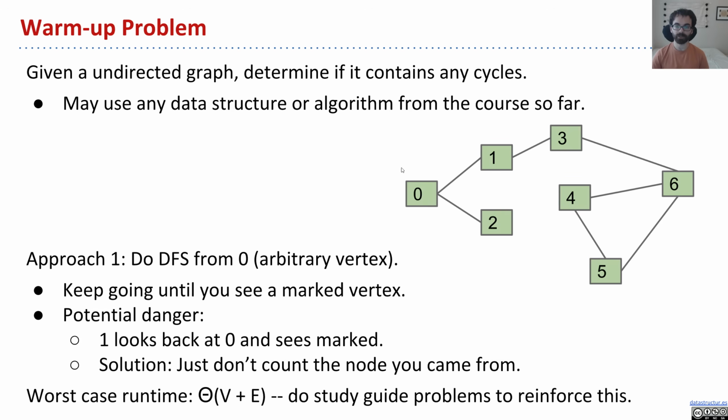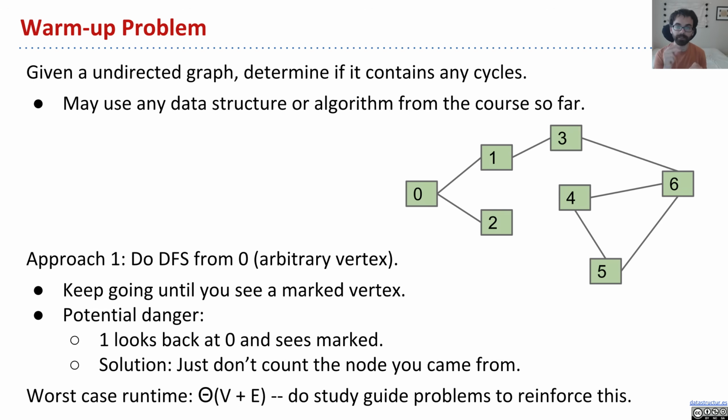So if I run depth first search and I look at 0 and then go to 1, if I look back and see where I just came from and call that a cycle, that's not correct, right? A line does not count as a cycle. So the solution to this is just don't count the node you just came from, and that'll work just fine, okay? So that approach will work, and as long as the graph is connected, then this approach will work for any start vertex. And in this case, the worst case runtime for this algorithm is just V plus E, and that's because it's basically just depth first search.